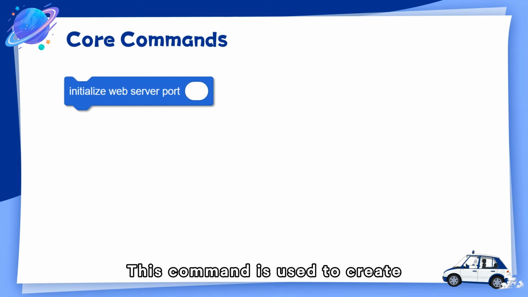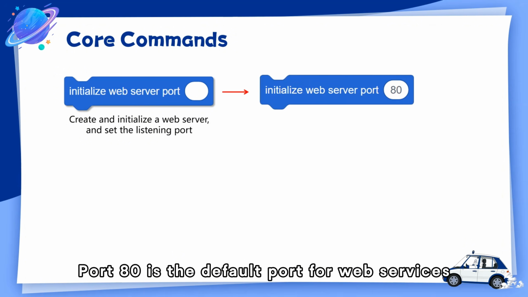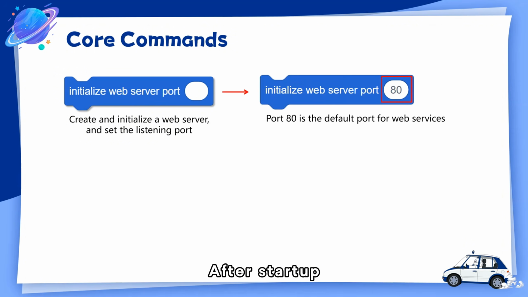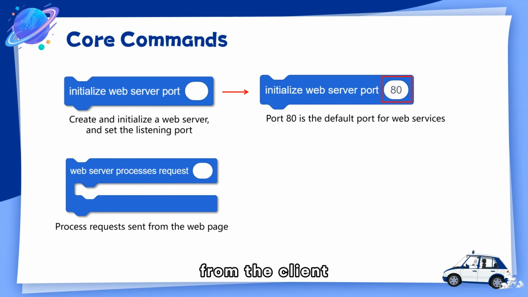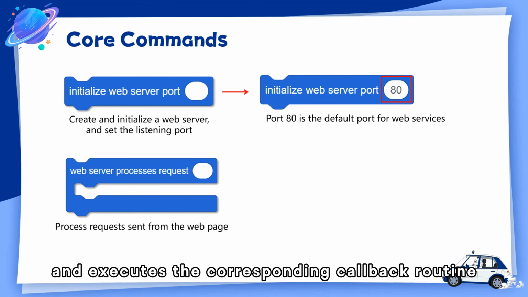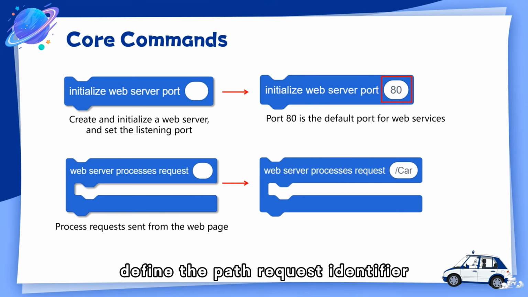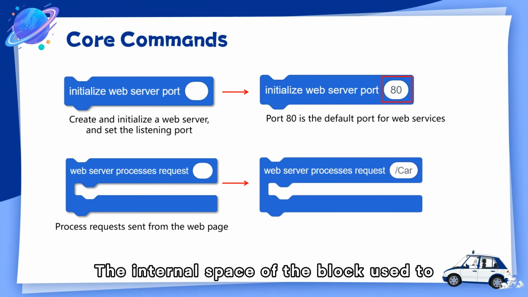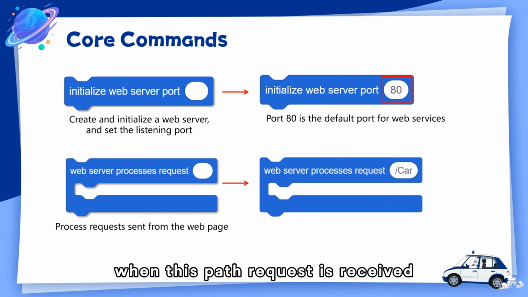This command is used to create and initialize a web server. Port 80 is the default port for web services. After startup, it will wait for connections and requests from web clients. This command captures specific path requests from the client and executes the corresponding callback routine. The parameter input box is used to define the path request identifier, the internal space of the block used to embed the control instructions that need to be executed when this path request is received.